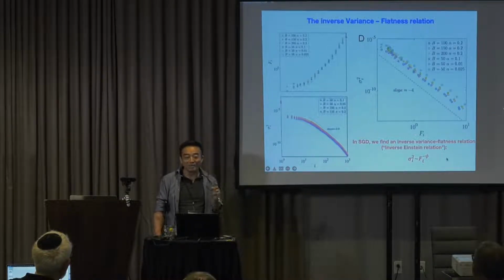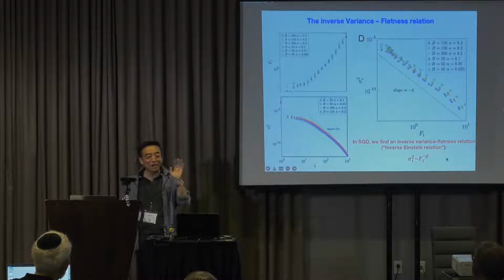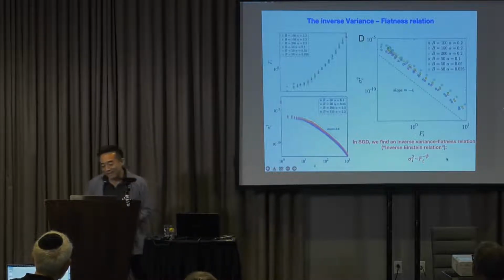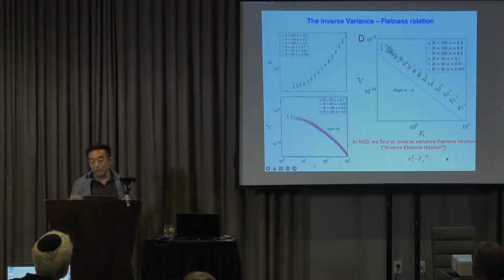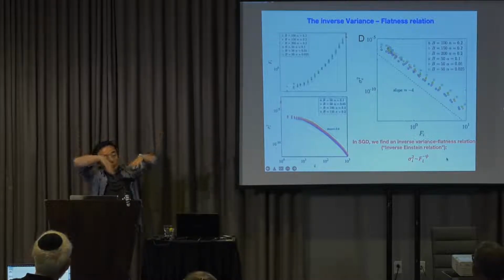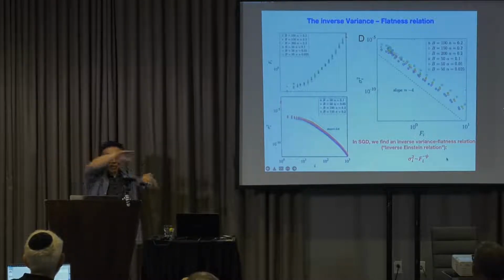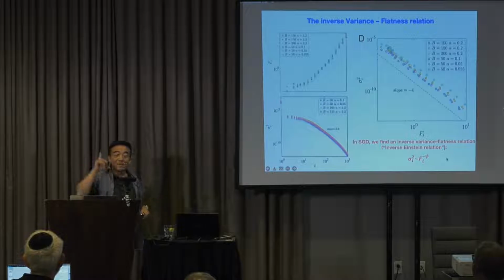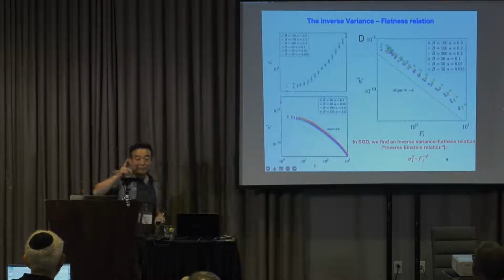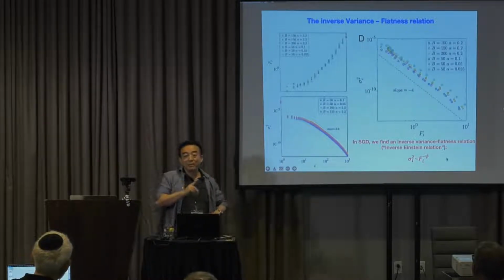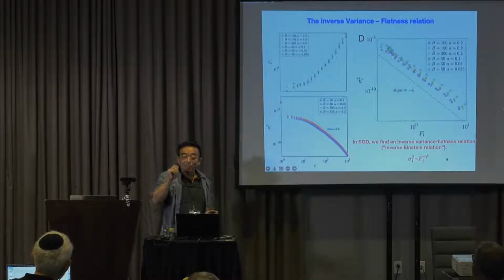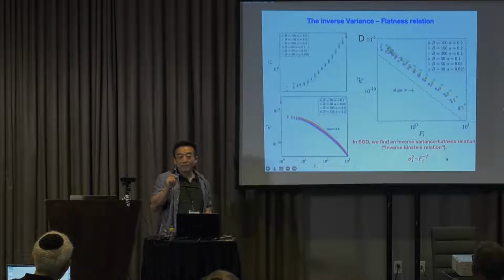Isn't that odd? As a physicist, you should find this very, very surprising. So that's why we call it inverse Einstein. Usually, if you have a flatter landscape, the fluctuation would be larger. But that's under the intuition that it's a constant temperature. Here, I'm telling you that the actual temperature, the fluctuation, is actually dependent on the landscape.